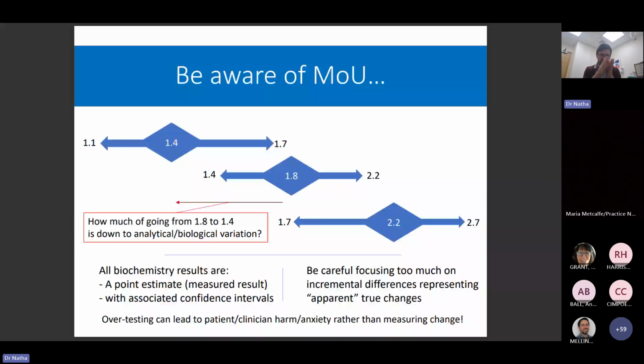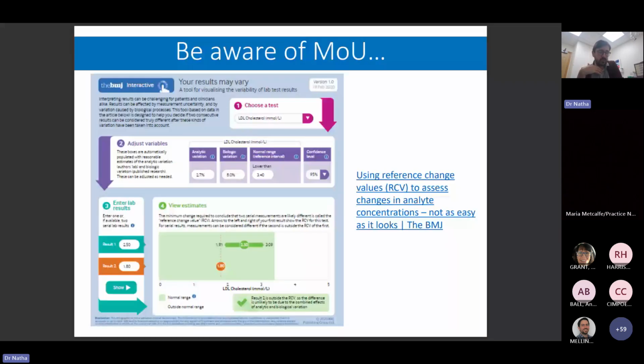So small, tiny changes of 0.1, 0.2 millimoles per liter, potentially not clinically significant. More than 0.5 millimoles per liter, much more significant. That's why sometimes we try not to focus too much on the difference between 1.4 and 1.8 in the majority of individuals, but getting down at least to 1.8 or less is a really important treatment target to have in your mind.